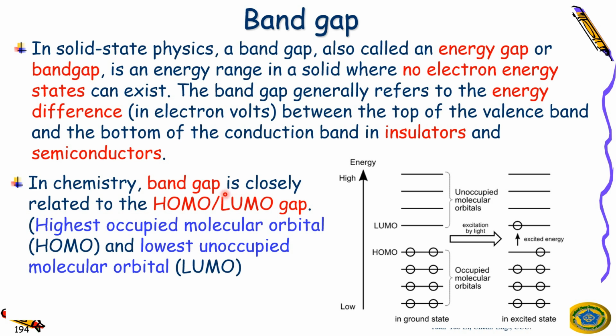And you know the definition will be different, because in physics they call it band gap, but in chemistry they call it HOMO and LUMO, the highest occupied molecular orbital and the lowest unoccupied molecular orbital. They represent the same thing, but with a different definition. One basically talks about molecules, and the other talks about solids, a crystal.